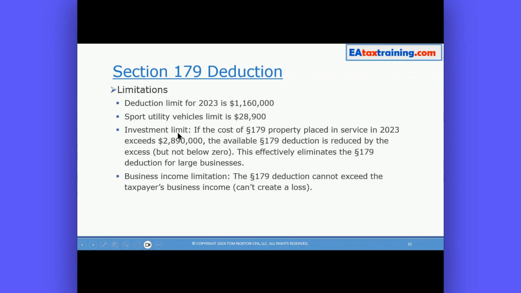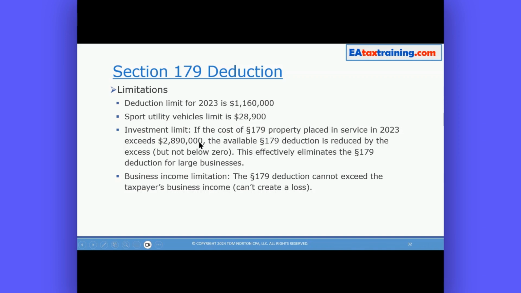And there is also an investment limit. And the purpose of this is to eliminate very large companies from getting this benefit. So this is designed for small and medium-sized companies, not for large, like Fortune 500 companies.